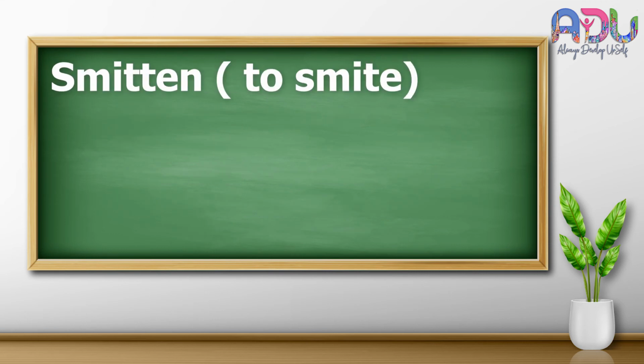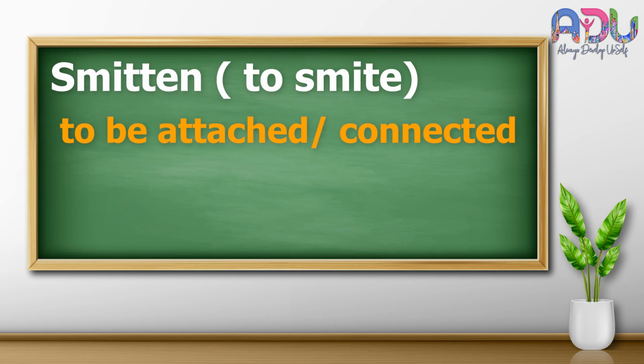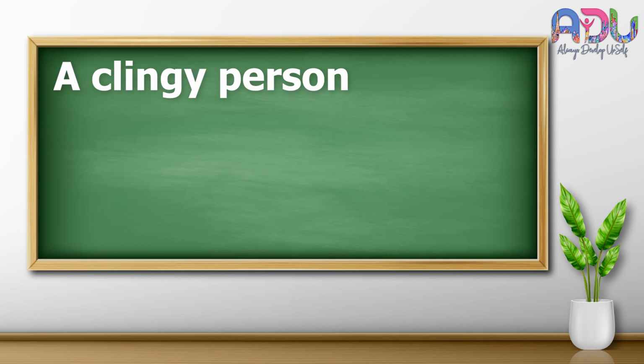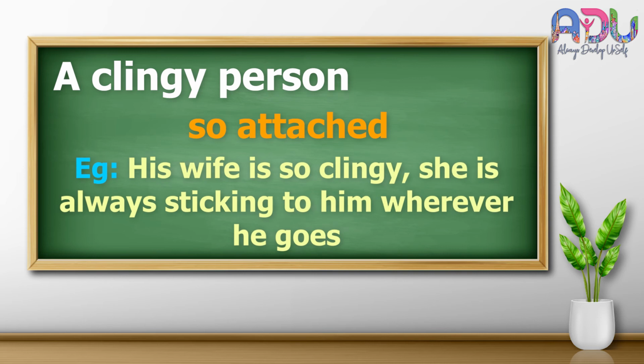50. Smitten. Smitten comes from the verb to smite, and it means to be attached or connected. For example, he's smitten with his girlfriend. 51. A clingy person. A clingy person is so attached. For example, his wife is so clingy, she's always sticking to him wherever he goes.